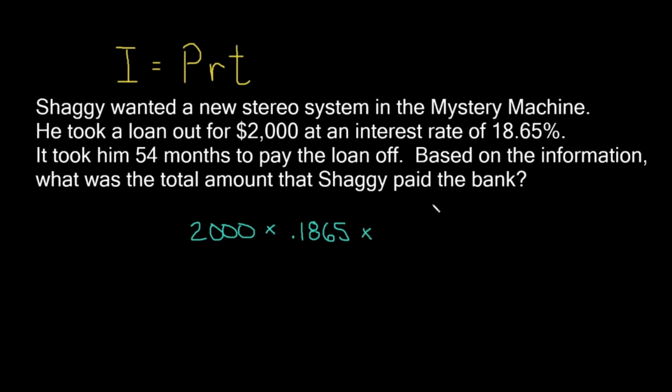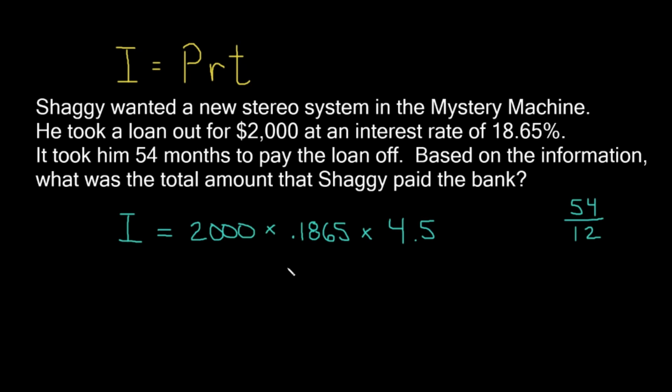Times 54 months. Well, I'm going to write out here 54 months, and I'm going to put it over 12 because that's how many months are in a year. So 54 divided by 12 is 4.5, or 4.5 years. Now that's going to give us the interest.